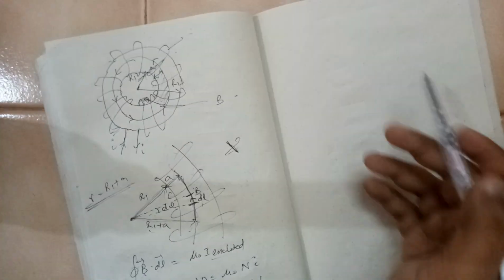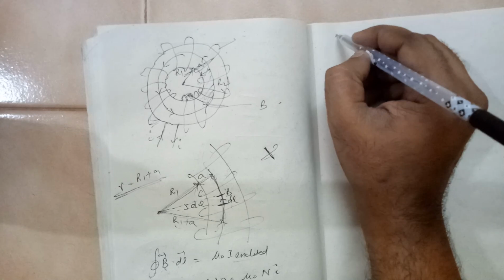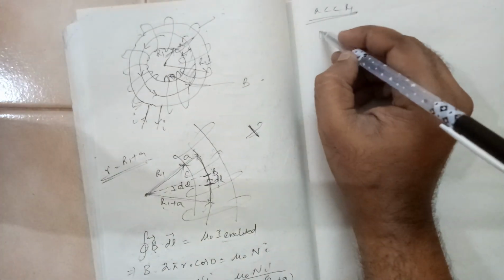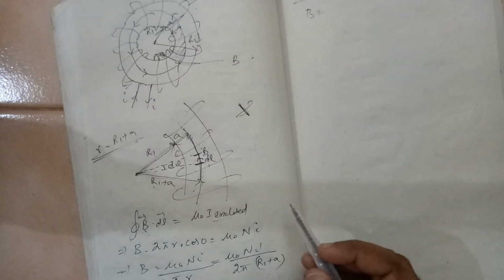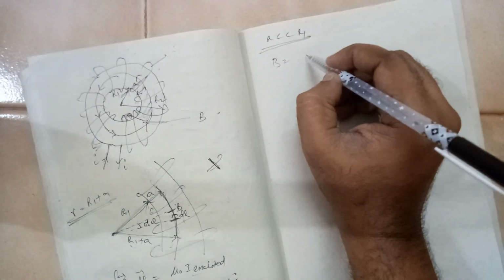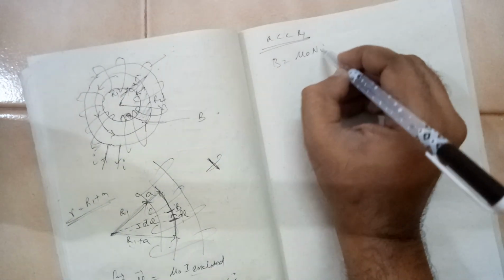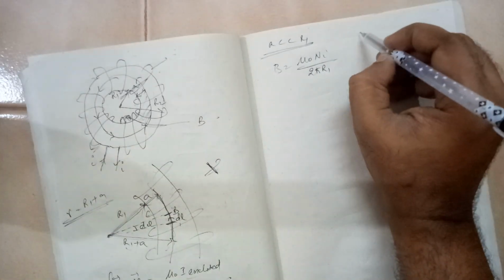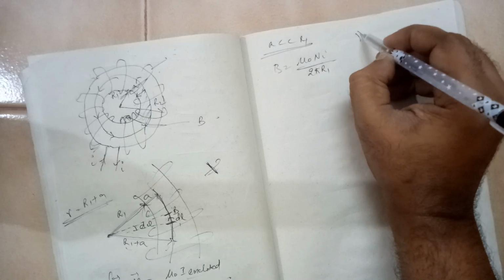Now let us say A is very small compared with R1. Then what will happen? B will be equal to, we can ignore this term A in the denominator. B will become mu naught NI by 2 pi R1. Something like this kind of situation.